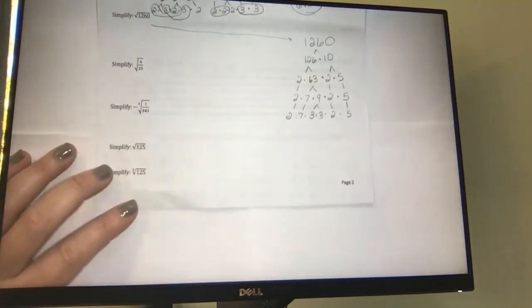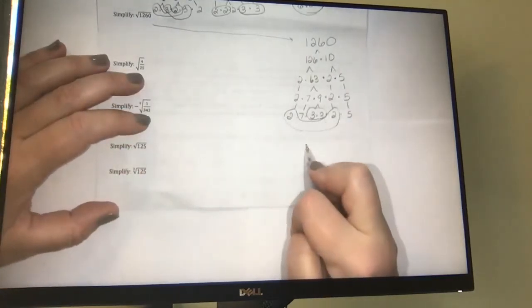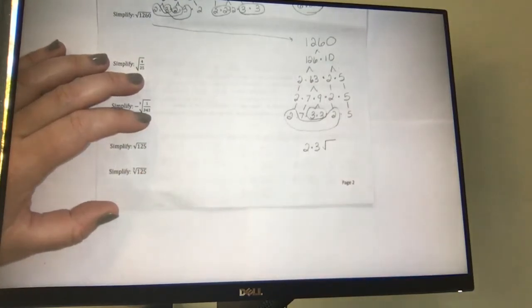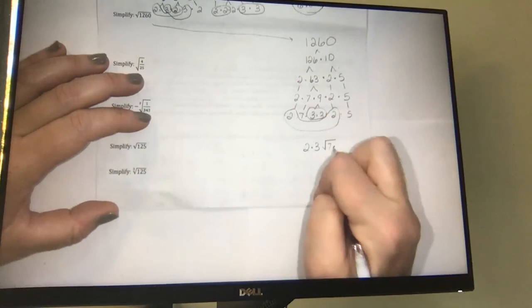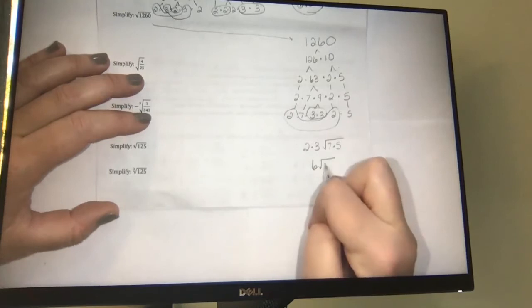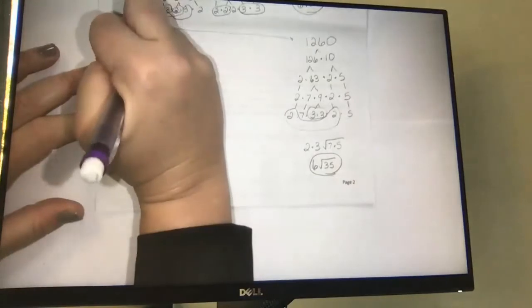I go back and look at my index, it's 2. I need groups of 2 numbers that are the same. Well, I have 2 2s and I have 2 3s. Okay, so one of each of the groups goes outside. Draw my radical. Everybody that's not in a group goes under. And I'm multiplying these guys together. So your final answer should be 6 root of 35. That's your answer for this one.